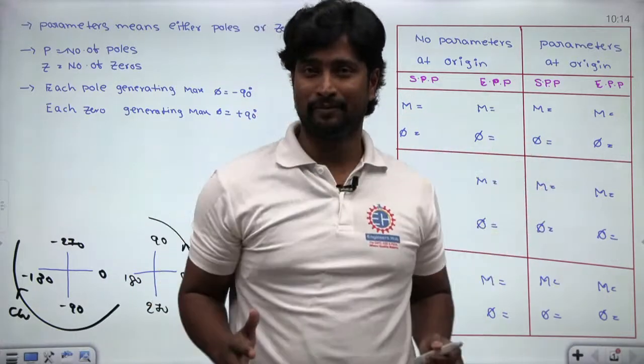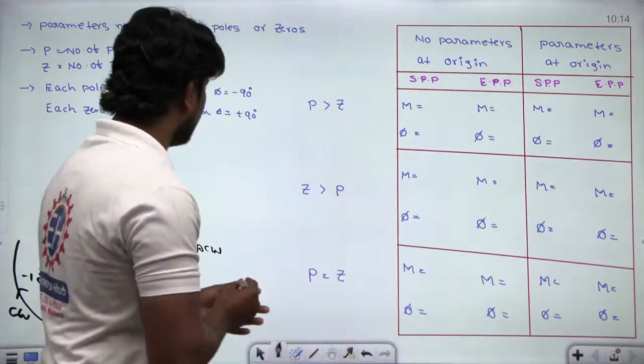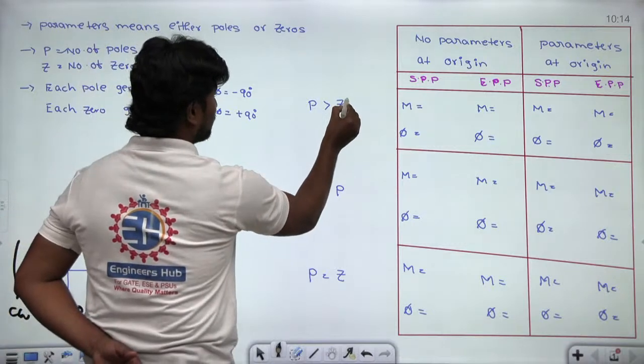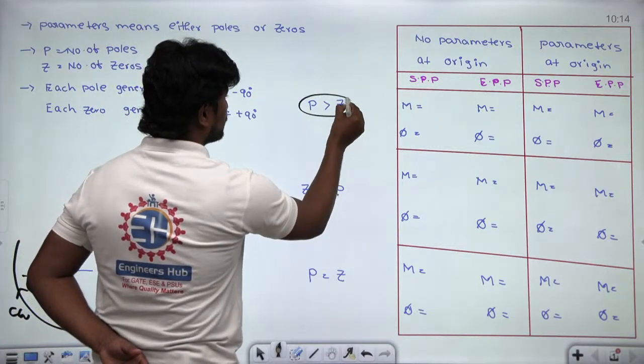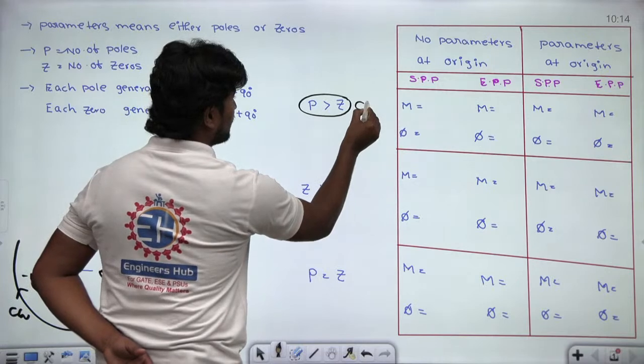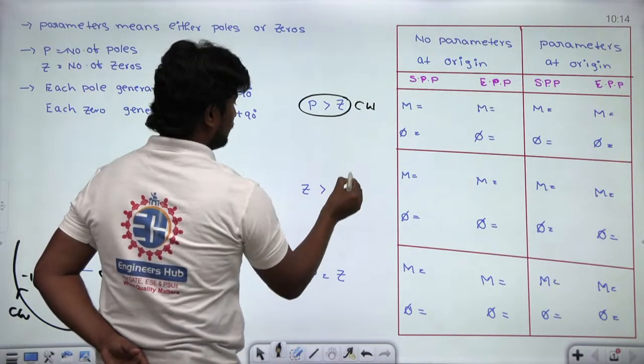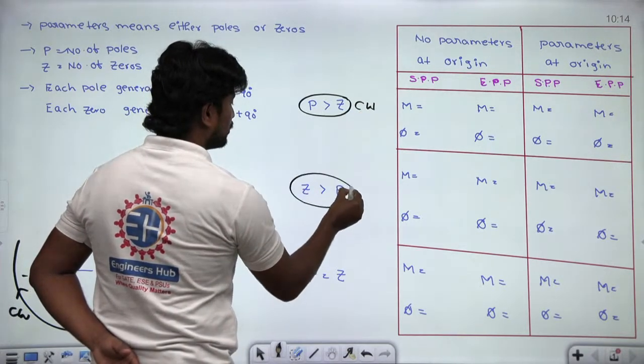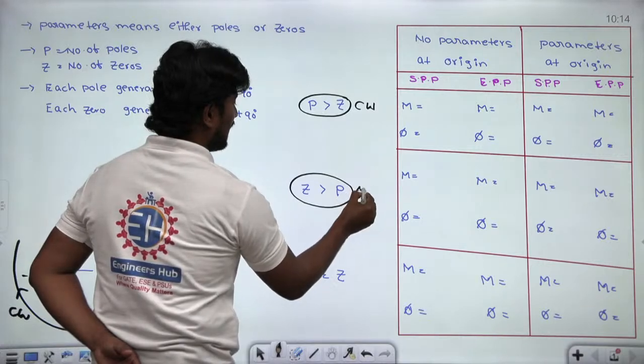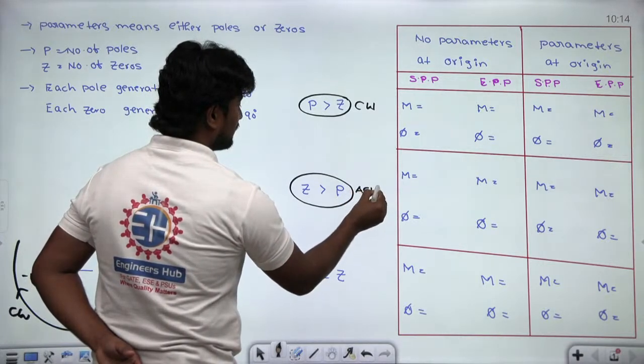So this is the way to recognize the direction. See guys, carefully listen. If poles are dominating, there is no doubt the resultant direction is clockwise. If zeros are dominating, there is no doubt the resultant direction is anti-clockwise.